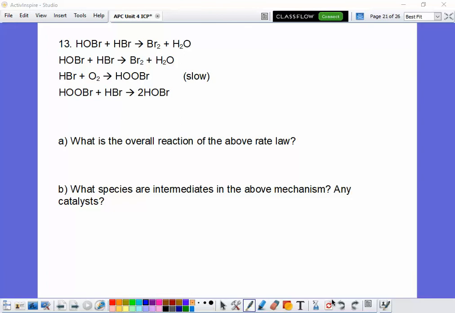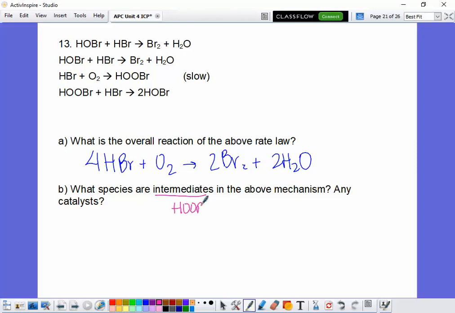So you're going to add up all the reactions, all the steps in the mechanism to get to the overall equation. What did you get as our overall reaction? Good. All right. Which species were intermediates? HOOBR, because it was produced in the third step and then immediately used in the fourth step.